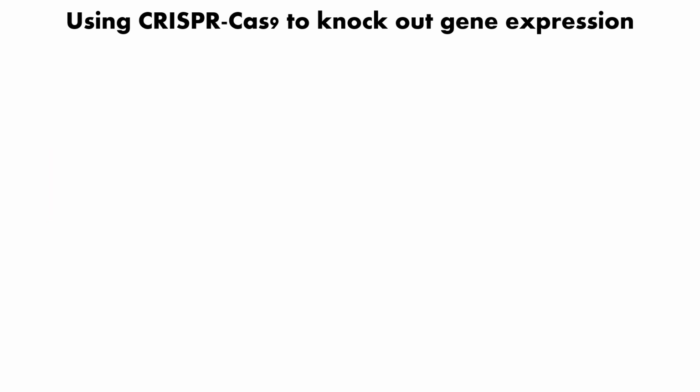Okay, so CRISPR-Cas9 as a gene editing technology is most widely used to knock out gene expression. And when I say knock out, it means that we prevent a specific gene from being expressed. So for example, if you have a protein of interest that you don't want a specific cell line to express anymore, what you do is use CRISPR-Cas9 to knock out that gene expression.